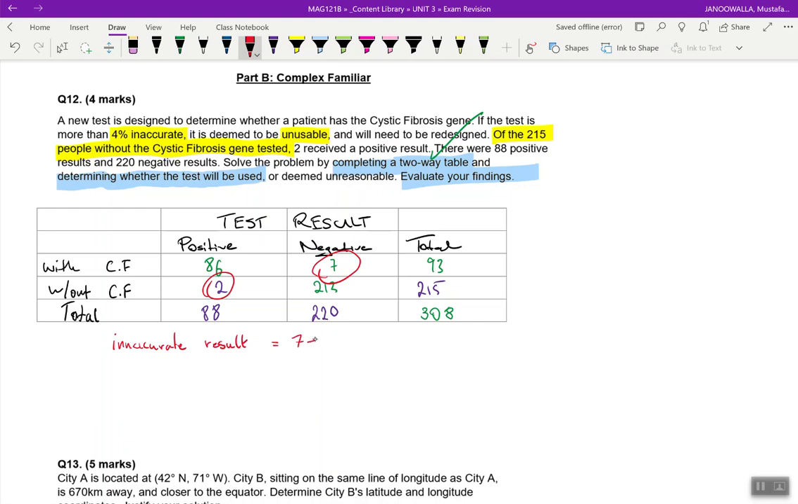so the inaccurate result is 7 plus 2 over the total of 308, which is 2.92%. And because it's less than 4%, this test is deemed reasonable.